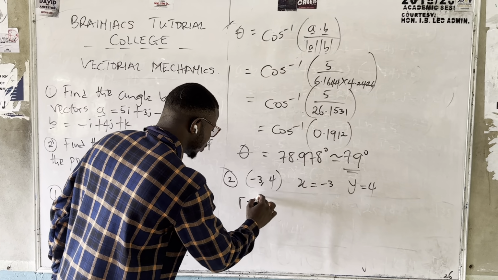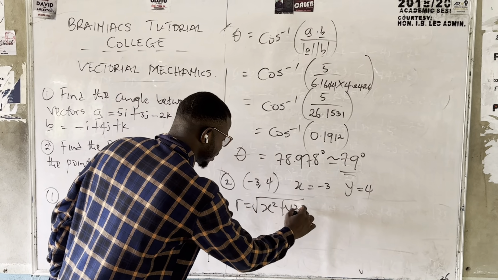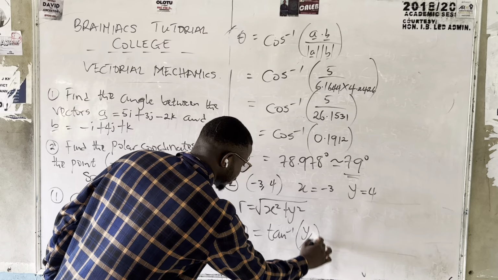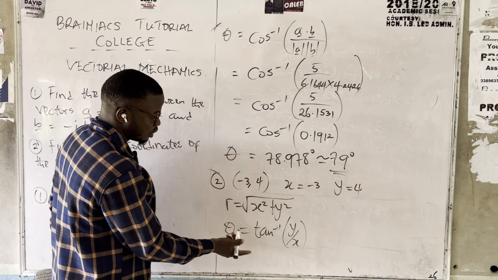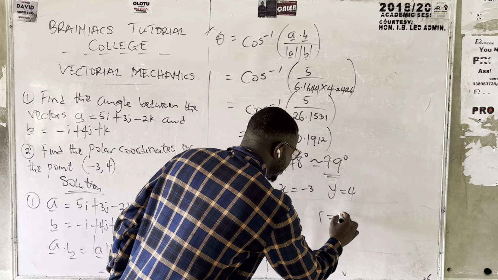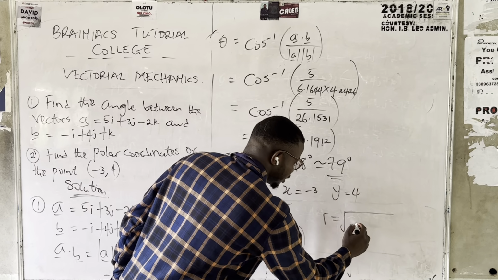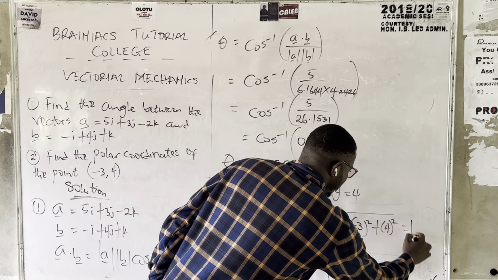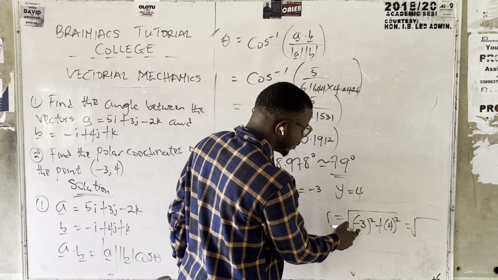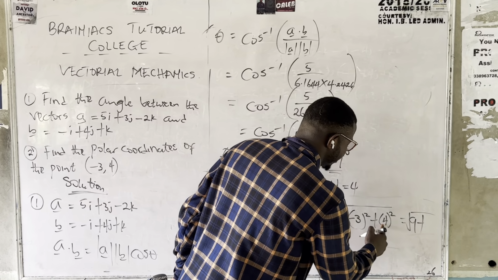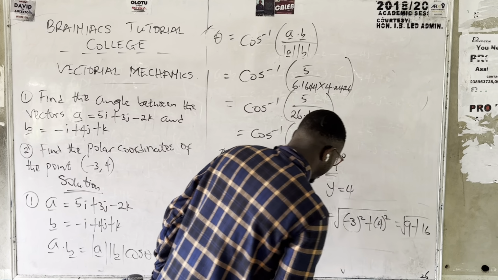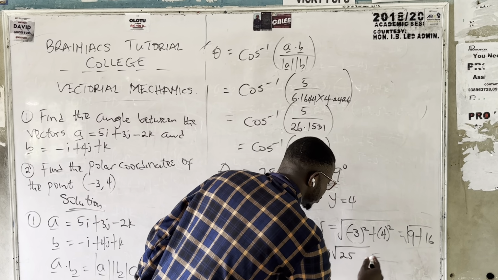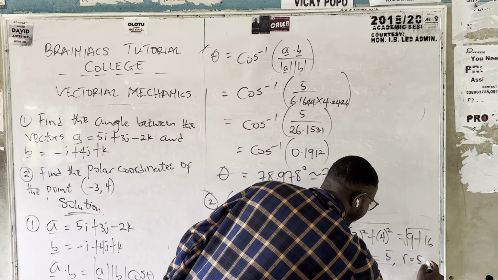The value of r is equal to the square root of x squared plus y squared, and the value of theta is equal to arctan of y over x. So we will obtain the value of r and the value of theta. The value of r is the square root of -3 squared plus 4 raised to the power of 2. -3 raised to the power 2, that's -3 times -3, gives us 9. Then 4 times 4 gives us 16. So we have the square root of 25, since 9 plus 16 is 25, and the square root of 25 is 5. So the value of r is equal to 5.